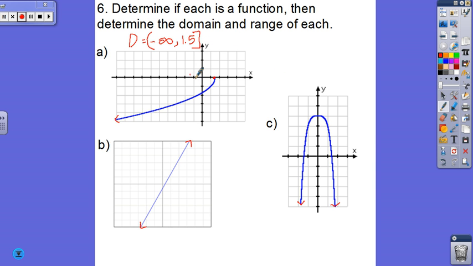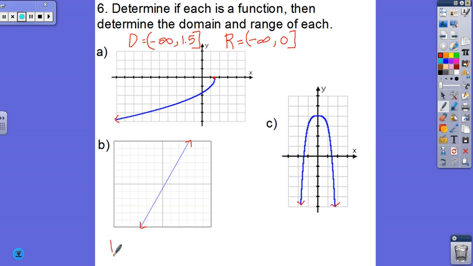For my range, I forgot about my range. Range is all possible y values. So as this goes to the left, it's also going down forever. So down forever would be -infinity. And the highest it goes is 0, y equals 0 on my graph.